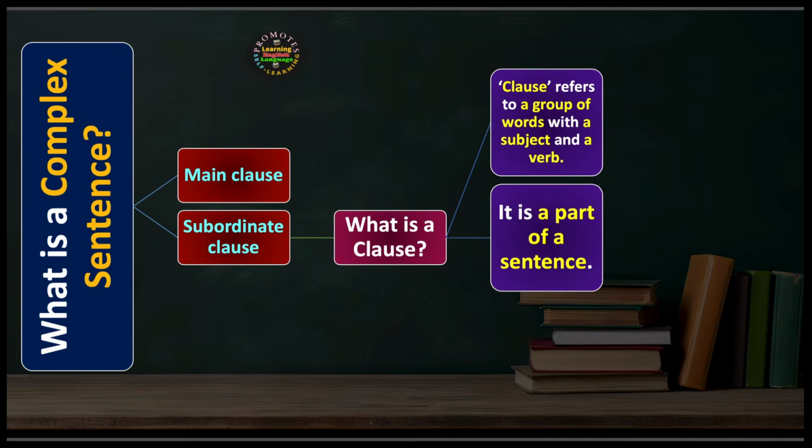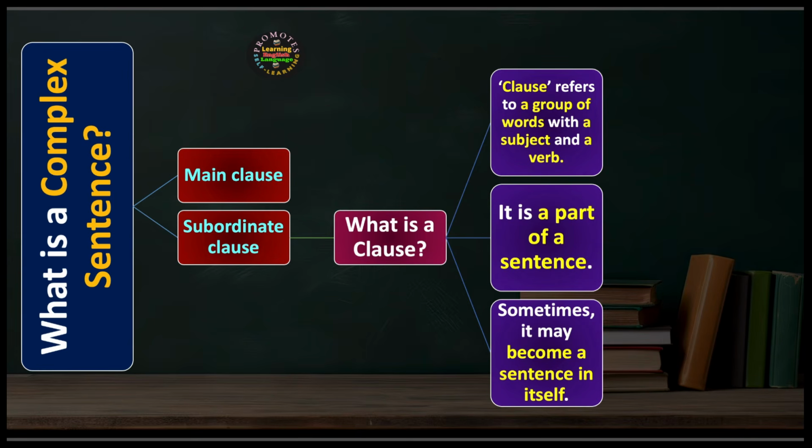Okay, it is a part of a sentence. Like a simple sentence, if you connect them with coordinating conjunctions, then it becomes a clause, what we called previously an independent clause. And a clause is always a part of a sentence. Sometimes it may become a sentence in itself. Take an example to understand this point.